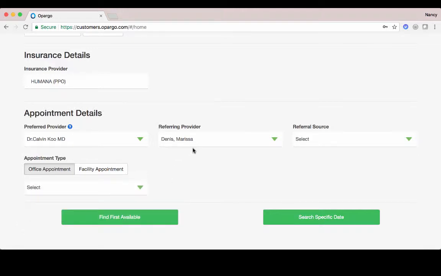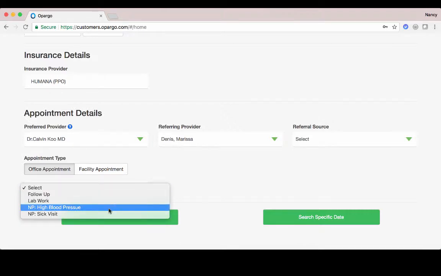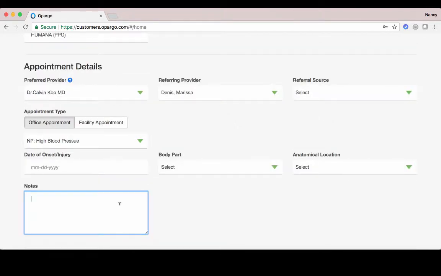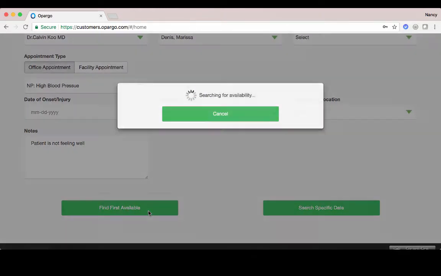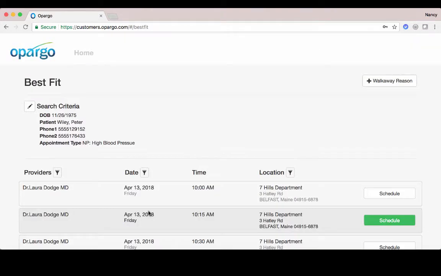We can see that Marissa Dennis referred this patient. Marissa's patients receive priority appointments in our clinic. Let's get this patient scheduled for that high blood pressure visit. We can put in some additional notes about the visit. Now we want to search for the first available appointment. Here on the Best Fit page, we've returned appointments in prioritization order based upon the objectives of your practice.